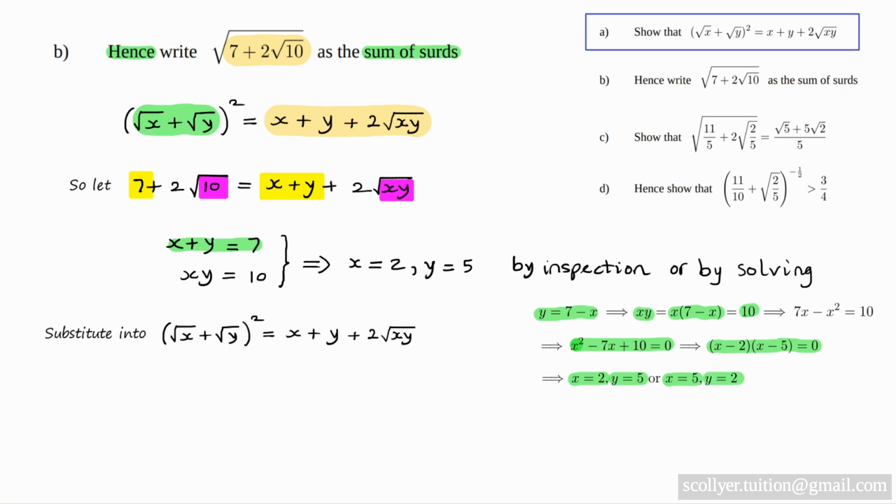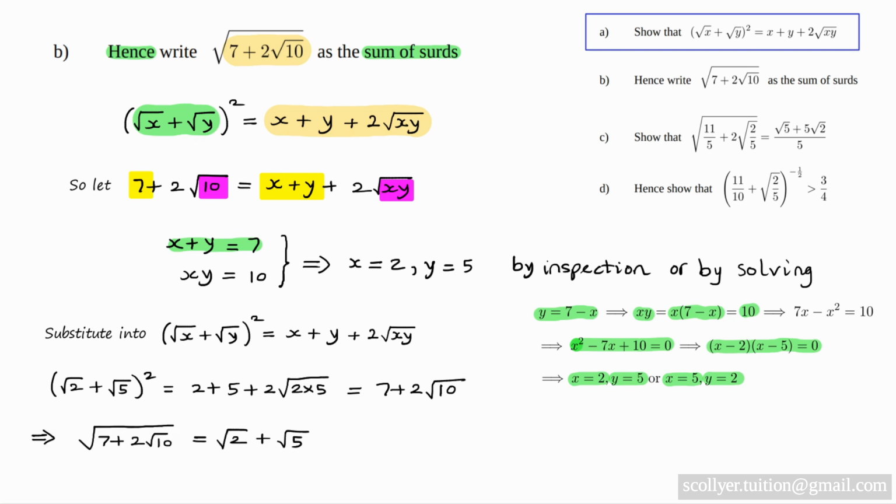And we substitute those values back into our original expression to give (√2 + √5)² = 7 + 2√10. And 7 + 2√10 is the quantity which we are trying to form. And so finally, on taking the positive square root of both sides, we have √(7 + 2√10) = √2 + √5, which is a sum of surds as required.